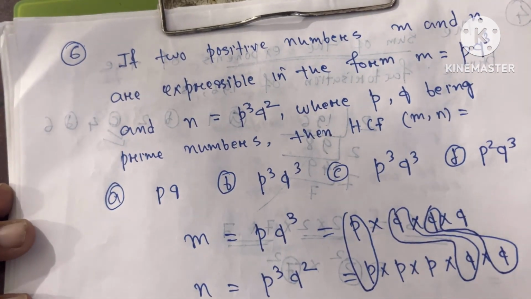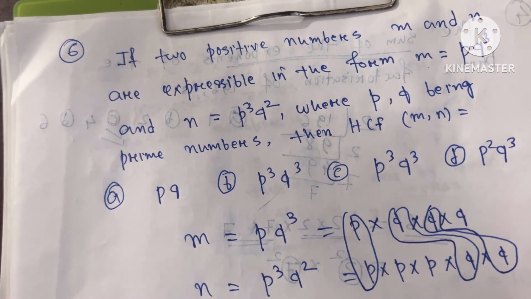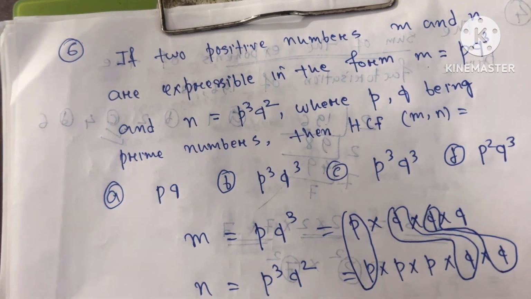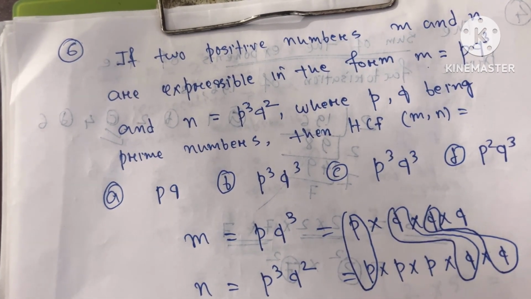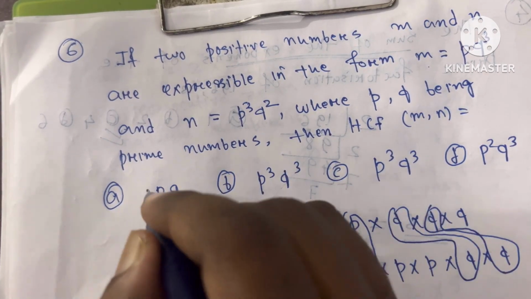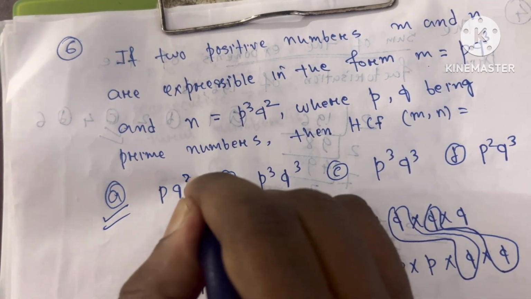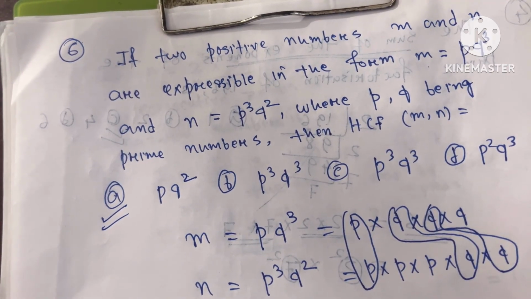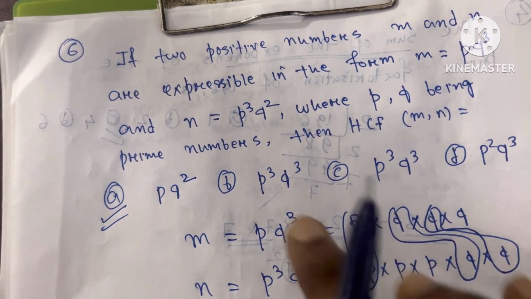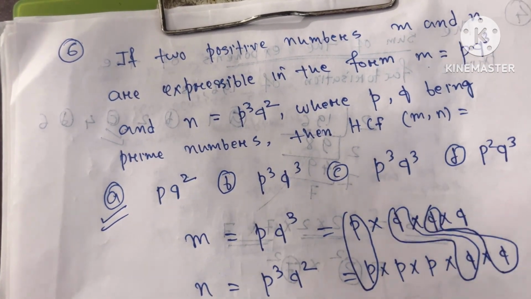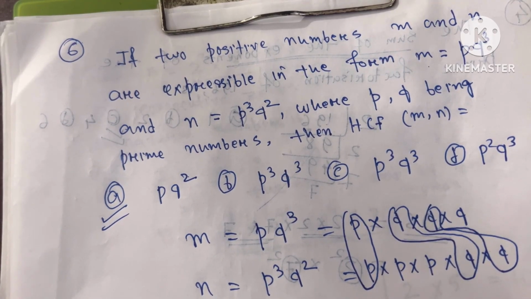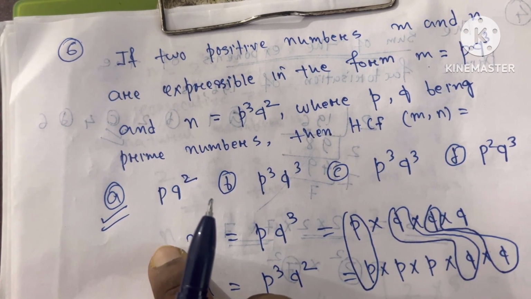So which option will be correct? p into q power 2 means p into q power 2. So here the option is not given, so you correct the option. So this is a is equal to p into q power 2. Listen now, because this option is not correct, this is not correct, this is not, the answer is p into q power 2. That's why option A is correct.